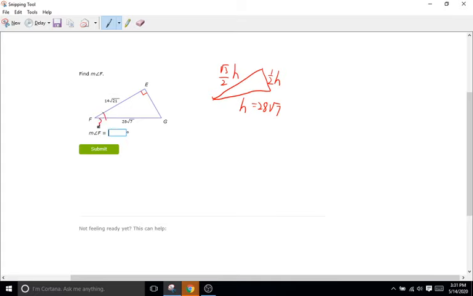So this one would be the 30 degrees, and this one would be the 60 if it's true. But let's see if it's true. Okay, so we know this one's supposed to be 14 square root of 21. So let's plug in h and see if that is going to be the case.